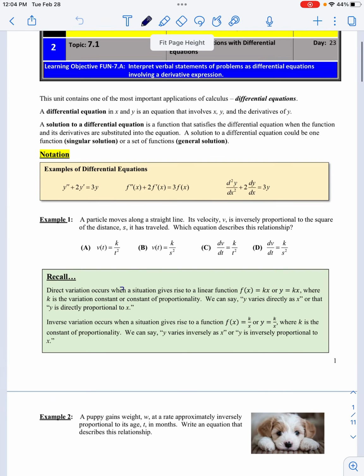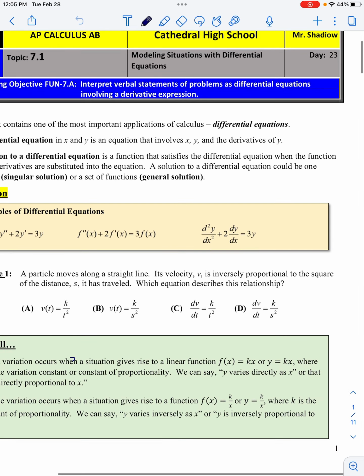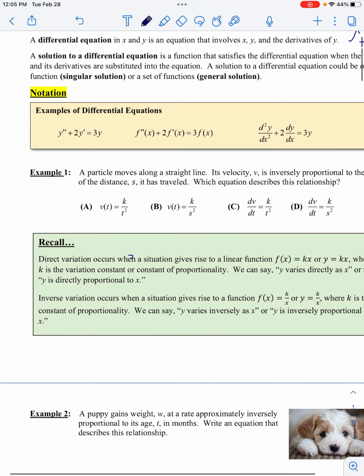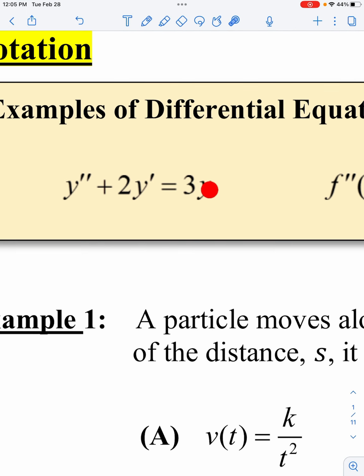So Unit 7 is all about what are called differential equations. Differential equations relate a function to its derivatives, to some set of its derivatives. Engineers absolutely love differential equations. You can see this first equation here: if you take a function y, its first derivative, and its second derivative, and add the second derivative to twice the first derivative, you get 3 times the original function.